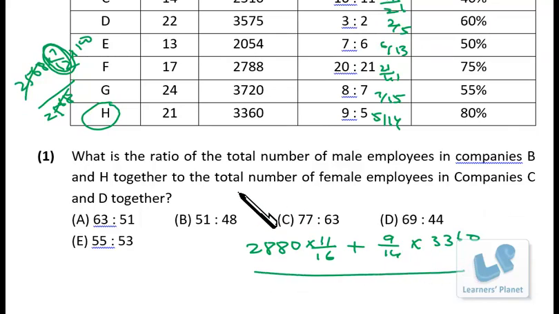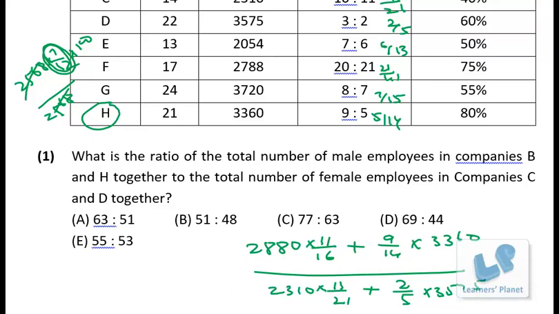Then the denominator, total number of female employees in company C. Company C it is 11 by 21 of 2310 plus D, 2 by 5 of 3575. Now what we can do is either we can calculate the numerator or the denominator, because we have different numerators everywhere, right, or different denominators everywhere, right? So we can just check whether it is a multiple of this particular number or not.